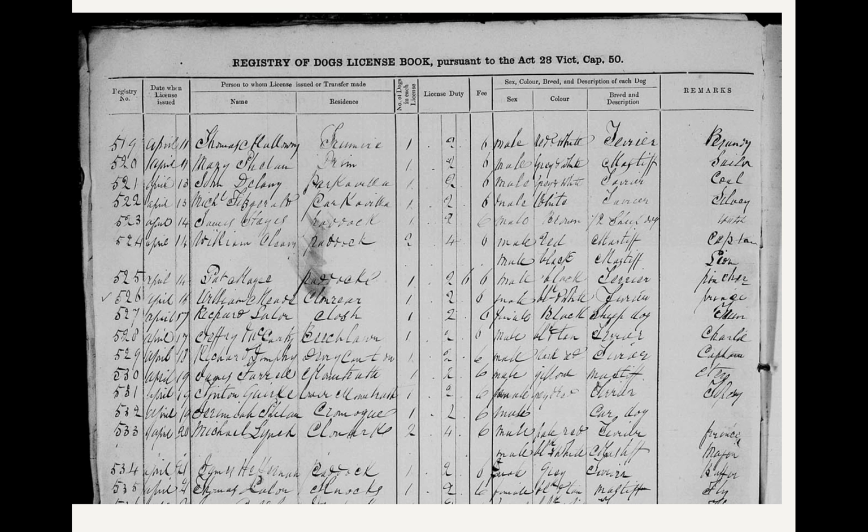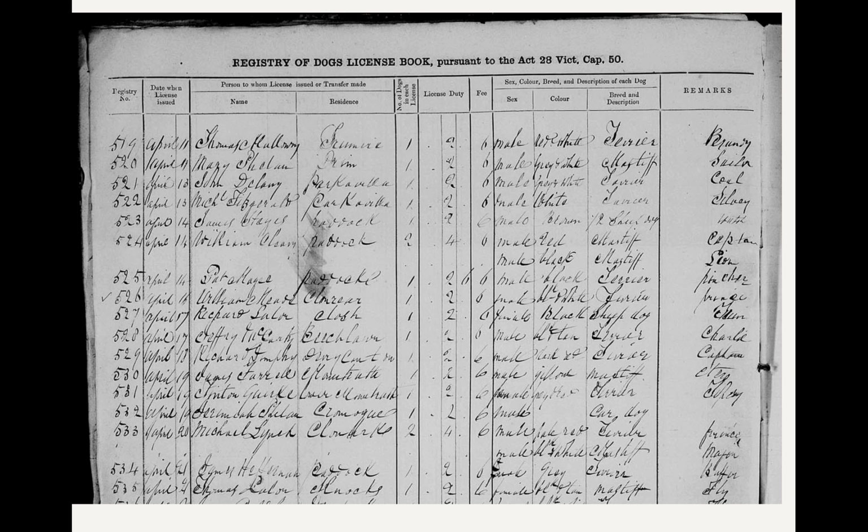A pretty typical example looks just like this. You'll see the name of the owner, their residence, the day that they licensed their animal, and then the fee that was paid, which I always find to be interesting when somebody has to pay more or less. And I always wonder why and what can I learn about that scenario. And then you have a description of the animal, so their sex, their color, their breed, and then you have remarks. In some cases, like in this example, you actually get what appears to be names.